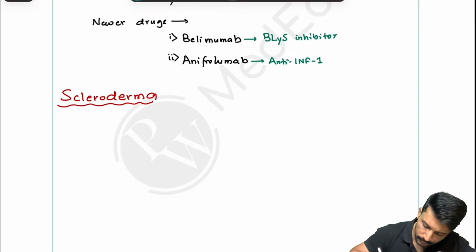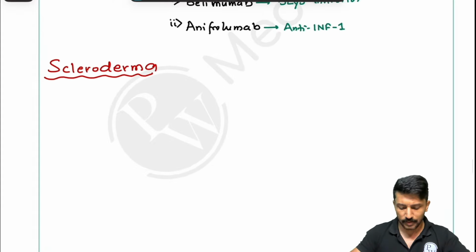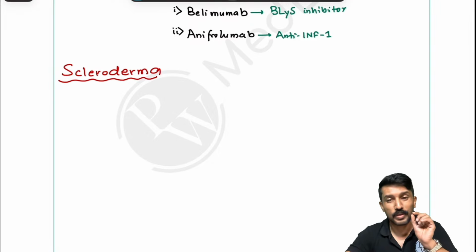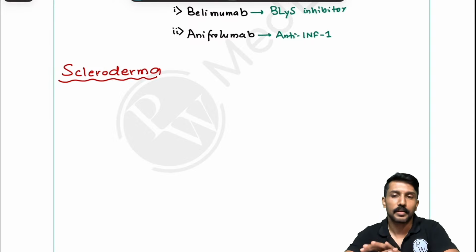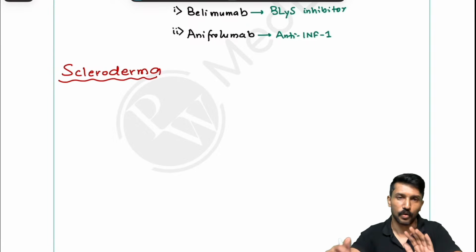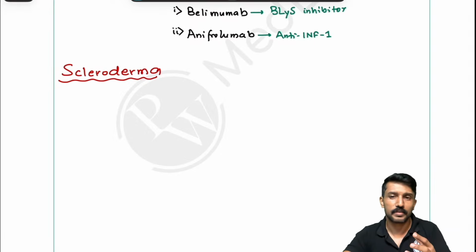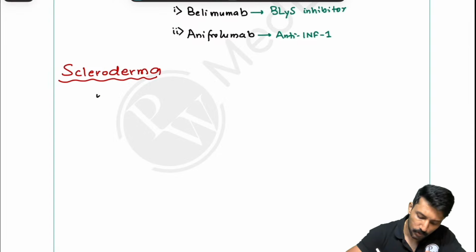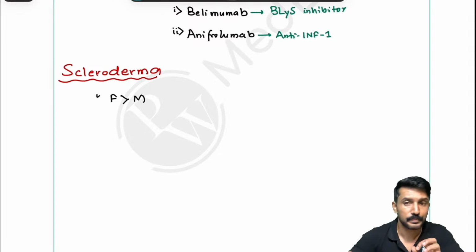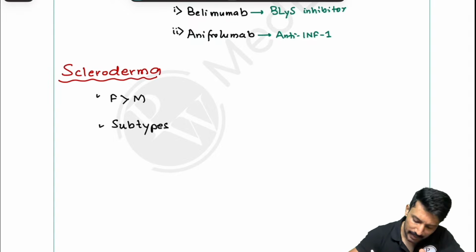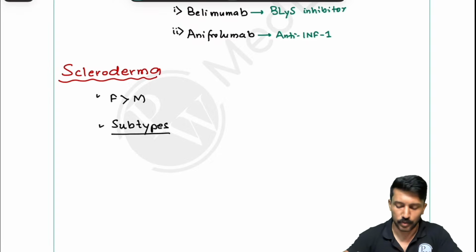Scleroderma. What is scleroderma? It is a disease where autoimmune damage happens to the blood vessels and there is overactivation of fibroblasts, resulting in fibrosis of skin and other organs. The thickening of the skin is what we call scleroderma. This is also an autoimmune disorder, so typically more common in females than males. And this scleroderma has two subtypes. What are these subtypes? We will call these subtypes limited cutaneous and diffuse cutaneous.